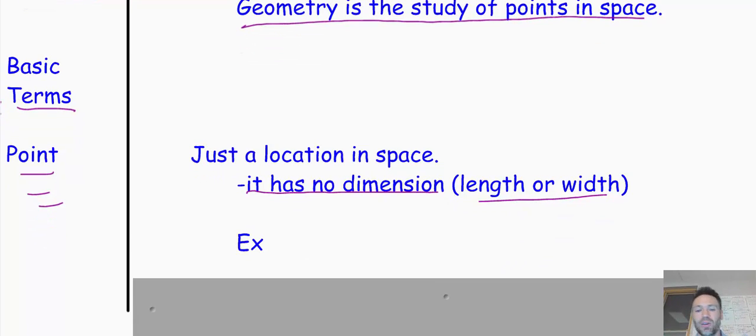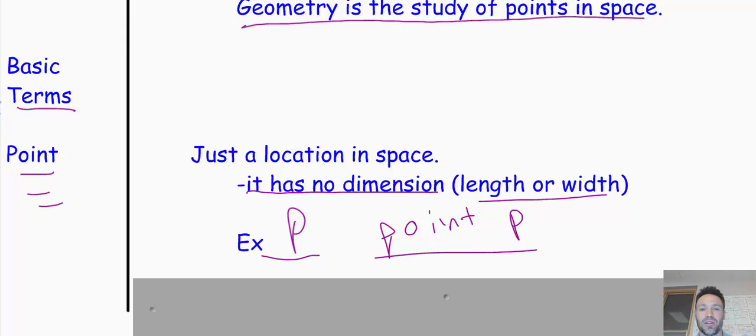Ways to label points. Capital letters are what we use to label points. Also, we can talk about points and write out the entire word, point P. So if you need to give a question answer that asks you to define the point where 2 lines intersect, you can just write point P, if that's the point where they intersect. All right, moving on here.